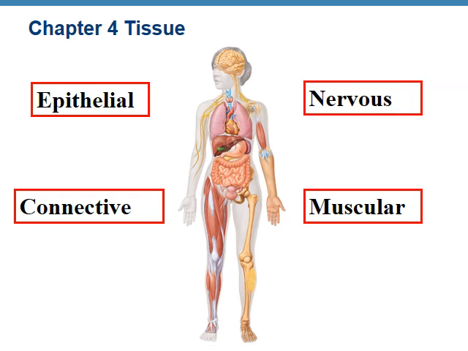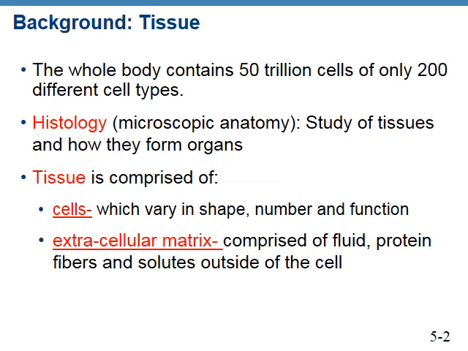Welcome to Chapter 4. These are the four major tissue types that we're going to talk about: epithelial, connective, nervous, and muscular. A little bit of background on tissue. We have about 50 trillion cells, but we only have about 200 different types of cells, and we saw those different types of cells in Chapter 1 or 2 or 3, I can't remember. Histology is the study of tissues and how they form organs.